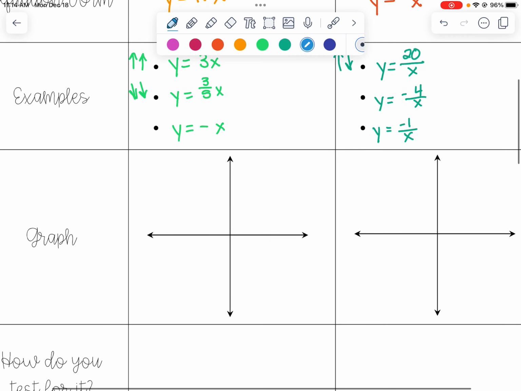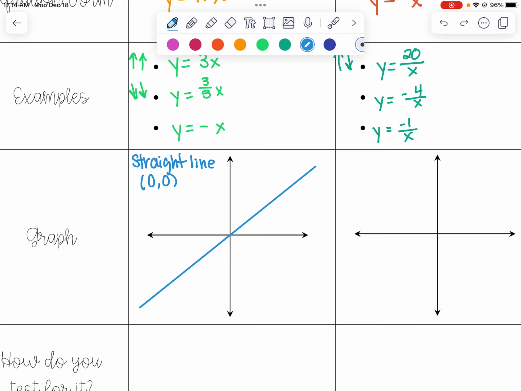All right, so our graphs, we have two rules for each. First rule is that direct variations are a straight line, and they go through 0, 0. So it could be something like this. Let's make sure I go through 0, 0 there. There we go. They also could be a negative line, something like that, that goes through 0, 0.